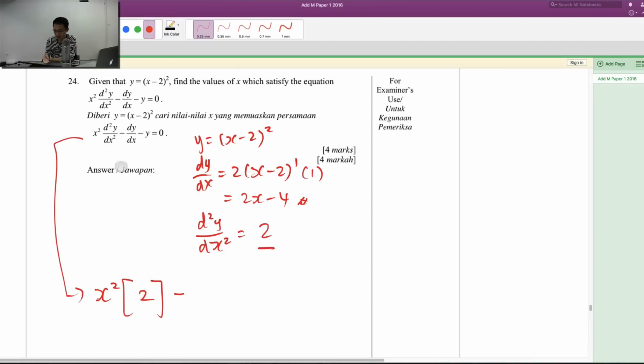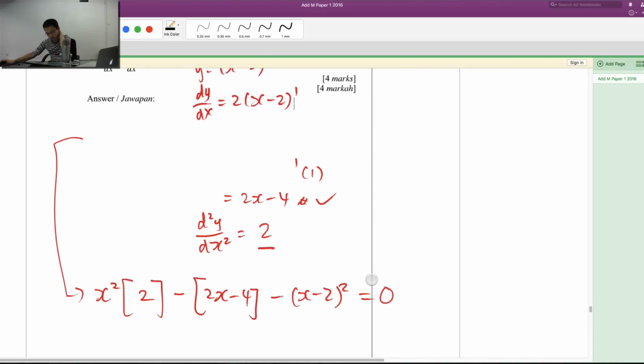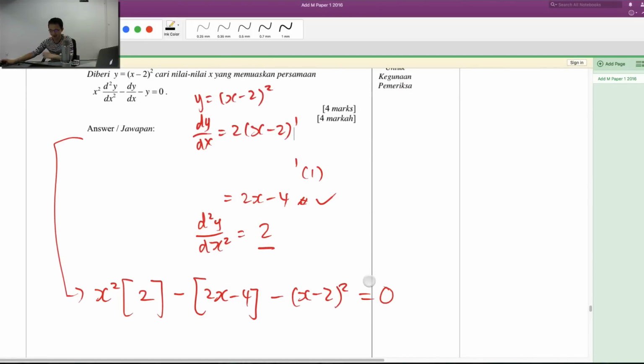Minus dy/dx, I got it, is 2x minus 4. It's over here. And minus y, my y is (x minus 2) squared, equals 0. Just substitute everything here, and then you have to solve this one. And it hangs again. Y is hanging all the time.